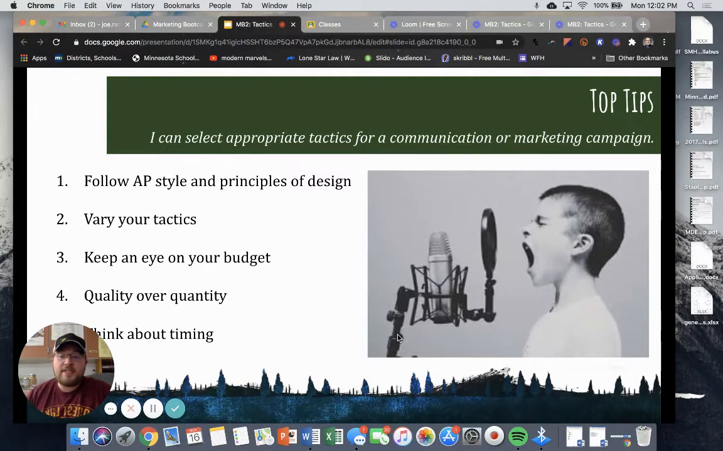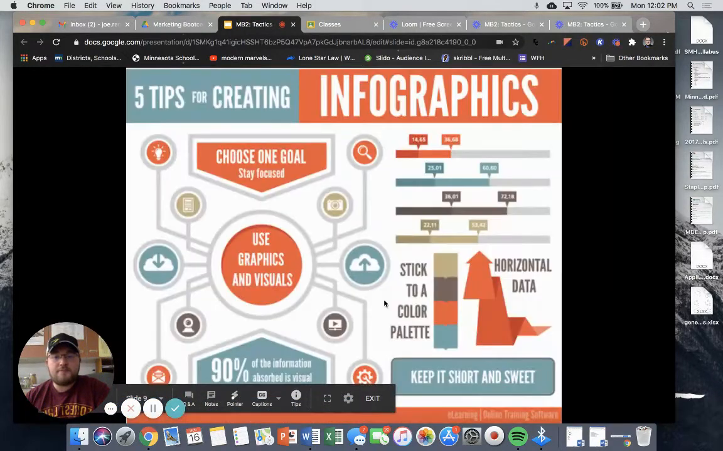And last one is always think about your timing. So I'm going to talk about this a little bit later when we get into the timeline section, but you don't want to blast everything out at 2 in the morning if you're doing something digitally, and you don't want to roll out all of your tactics all at once either. You want to gradually introduce the tactics and put them at times, or introduce them at times, especially online when people are actually going to be looking at their phones or their computers.